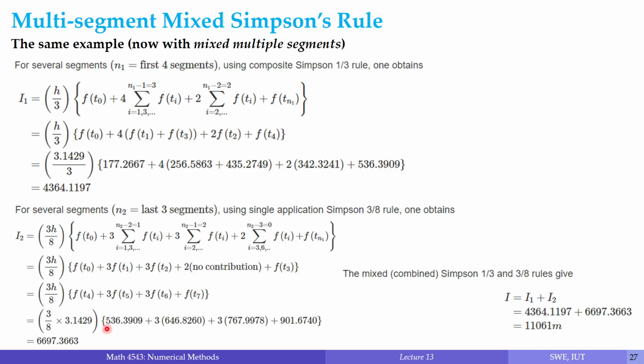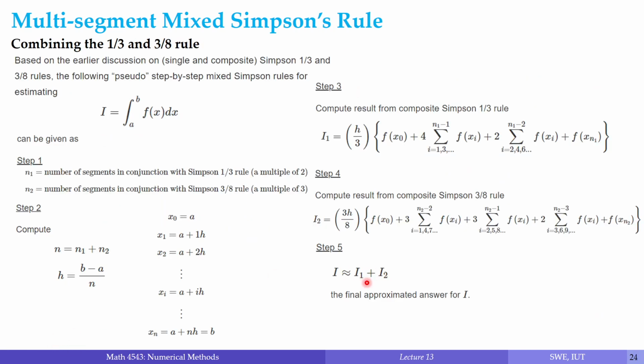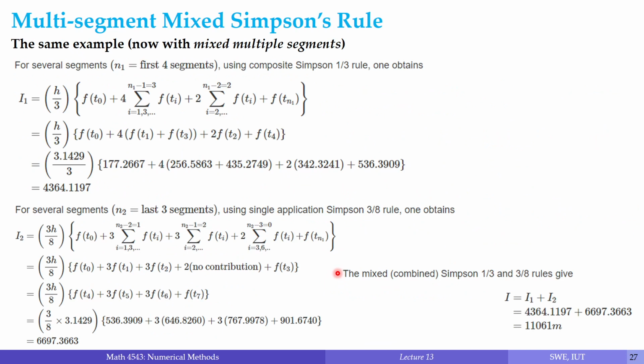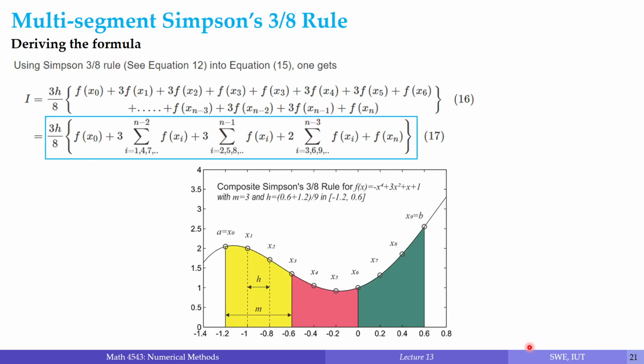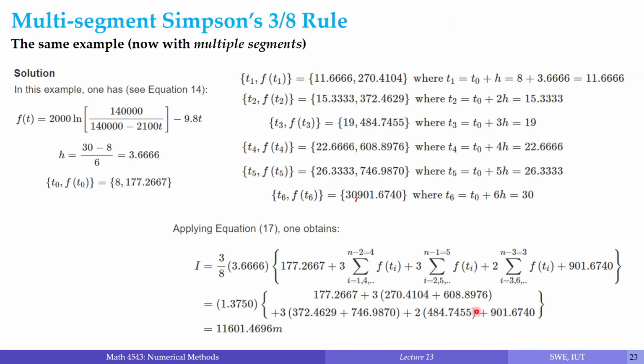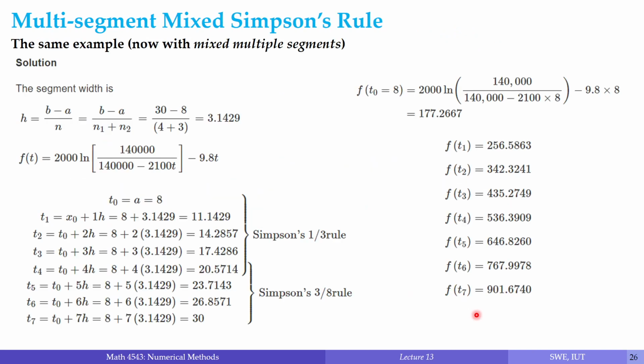And if you plug in the respective values into your calculator, you should end up with this value over here. Now we know in our last step, after finding the value of I1 and I2, we just simply sum them up in order to get our final aggregate approximation, and these two values basically sum up to this 11,061 meters exactly. Since we know the approximate value now, you can use this exact value that I have written over here for this problem and find out the true error and the relative true error, right?